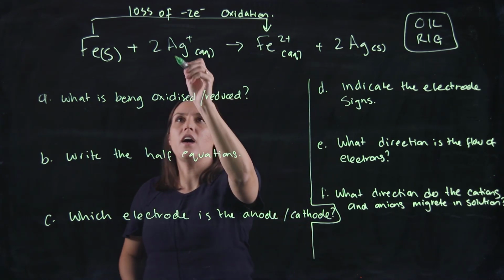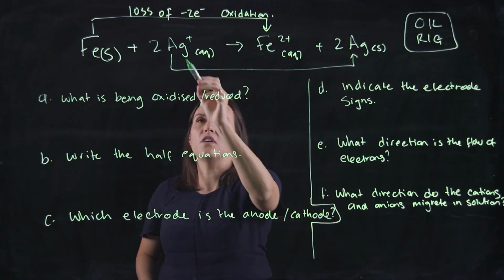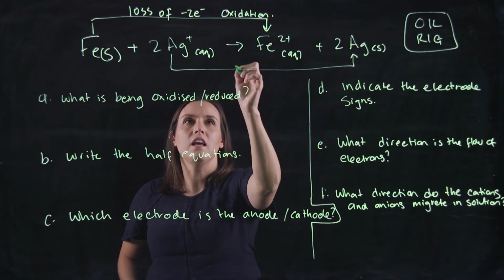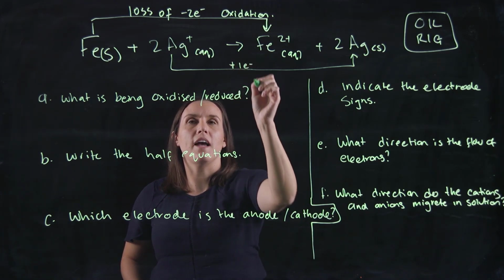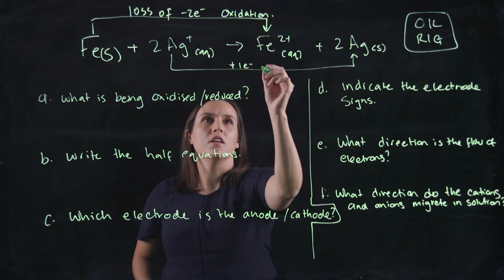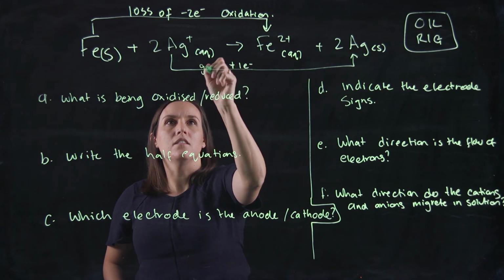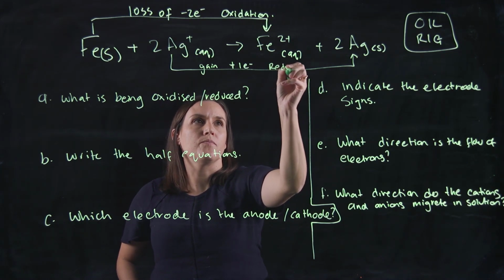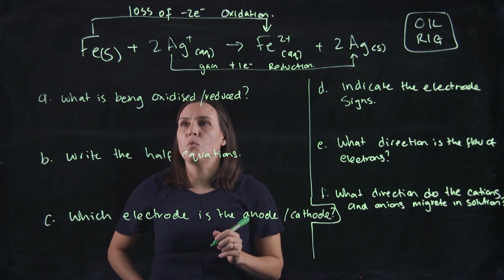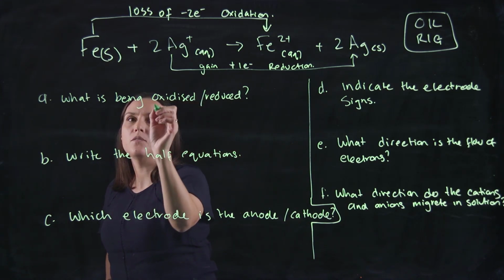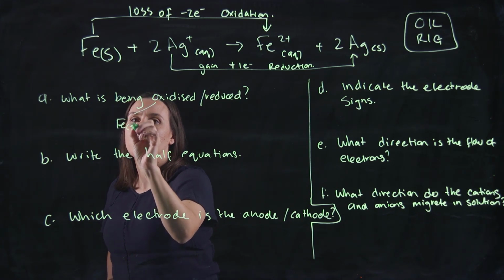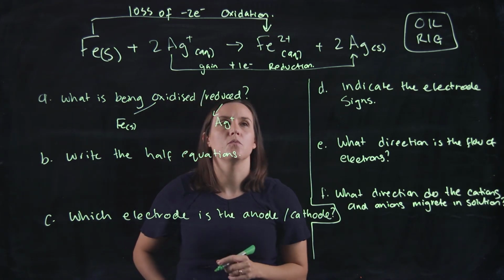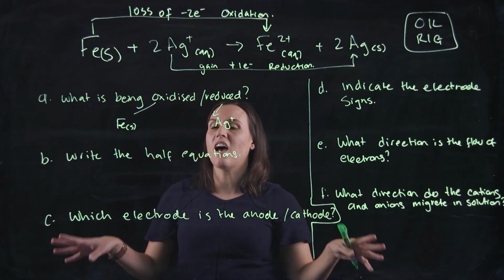And if we look at the silver half reaction here, we're going to Ag+, and then we're going to Ag(s). So we're actually gaining 1 e- to go from positive to neutral. So this would be the gain of 1 electron, so it would be the reduction. So what is being oxidized? What's being oxidized would be the Fe solid, and what's being reduced would be the Ag+. Okay, so let's write out the half equations.